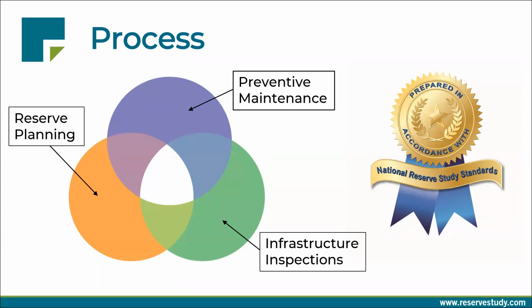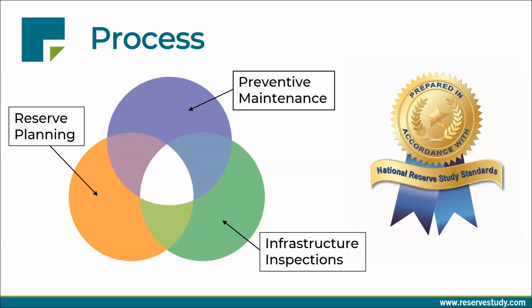Preventive maintenance is the minor ongoing projects that keep the building in tip-top shape. Reserve planning are the projects that deteriorate over time and need to be renewed, refurbished, replaced. And then there's infrastructure inspections, the things that don't get caught in the reserve inspection, things that take a specialist, an engineer or an architect to identify. Once you do the infrastructure inspections, then you know what more or what better preventive maintenance to do. And doing that preventive maintenance then helps your reserve projects last the maximum amount of time.